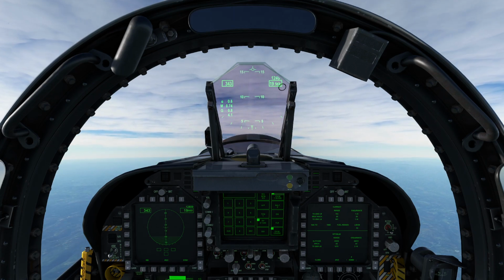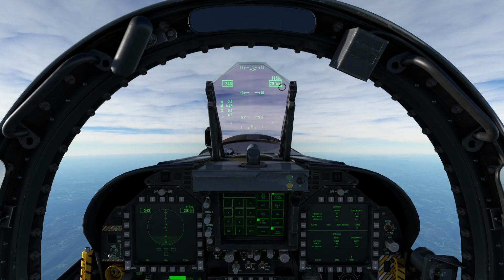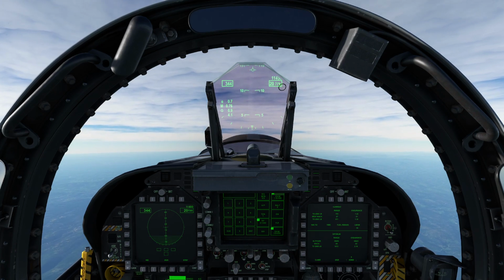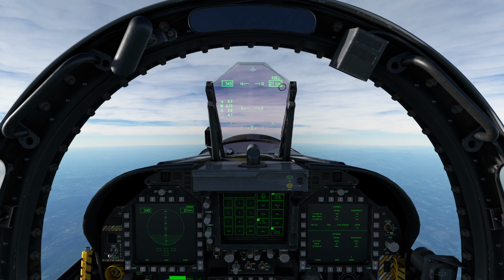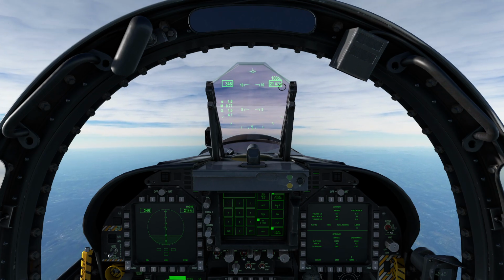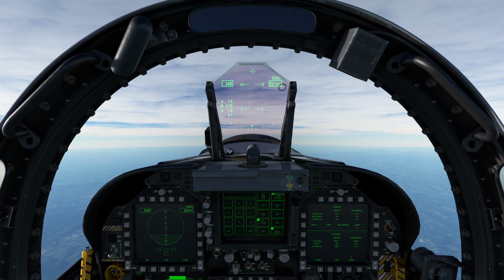Now we'll go ahead and let that nose come down. You can see my Mach number is already up to 0.75. We have 0.05 to go, thank you. And we're almost up there, 0.77, 0.78, and 0.79. There it is. That is going to be our climb Mach now.